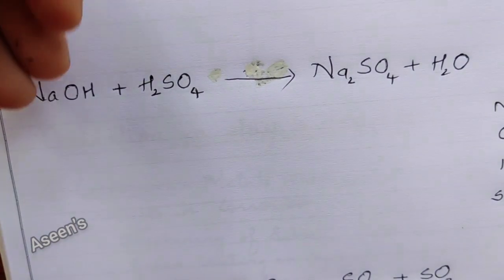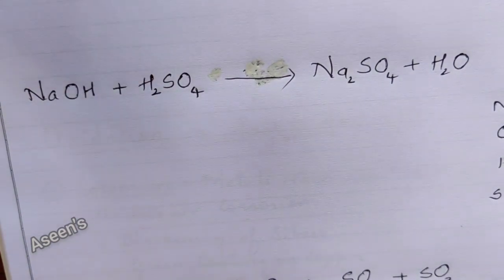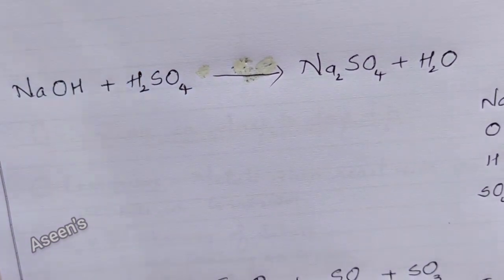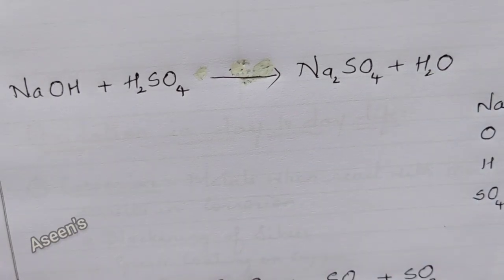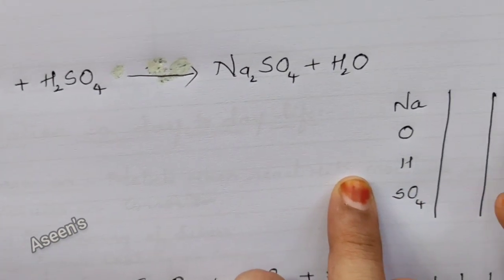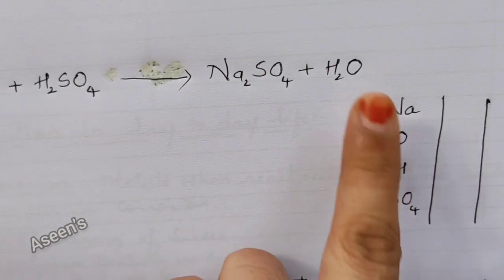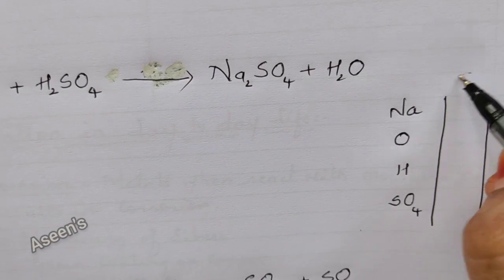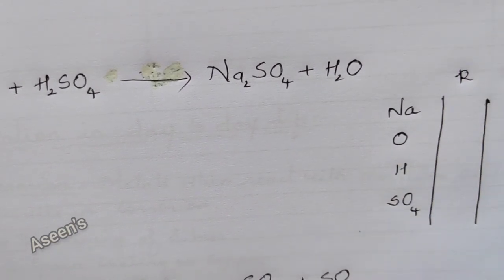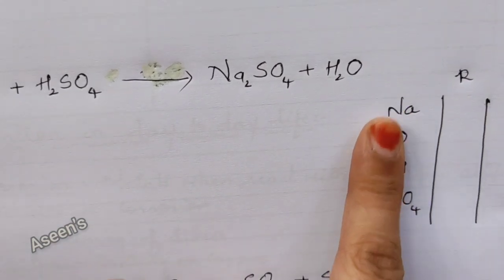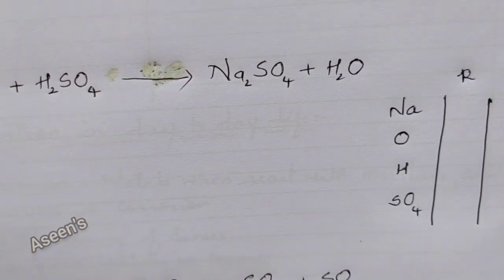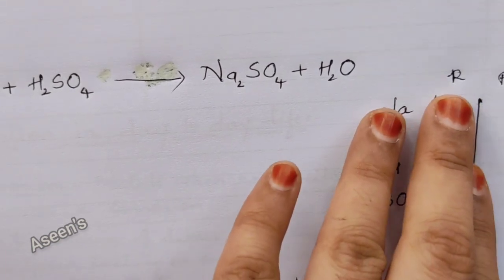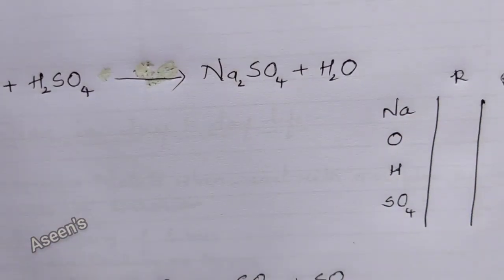So here I'm going to start with this particular one, NaOH plus H2SO4, sulfuric acid, giving me sodium sulfate along with water. In order to balance a chemical equation, the first thing we need to do is make a small tabular column. In front of that tabular column we need to write all the elements present on both sides, and then the number of atoms on the reactant and product side.